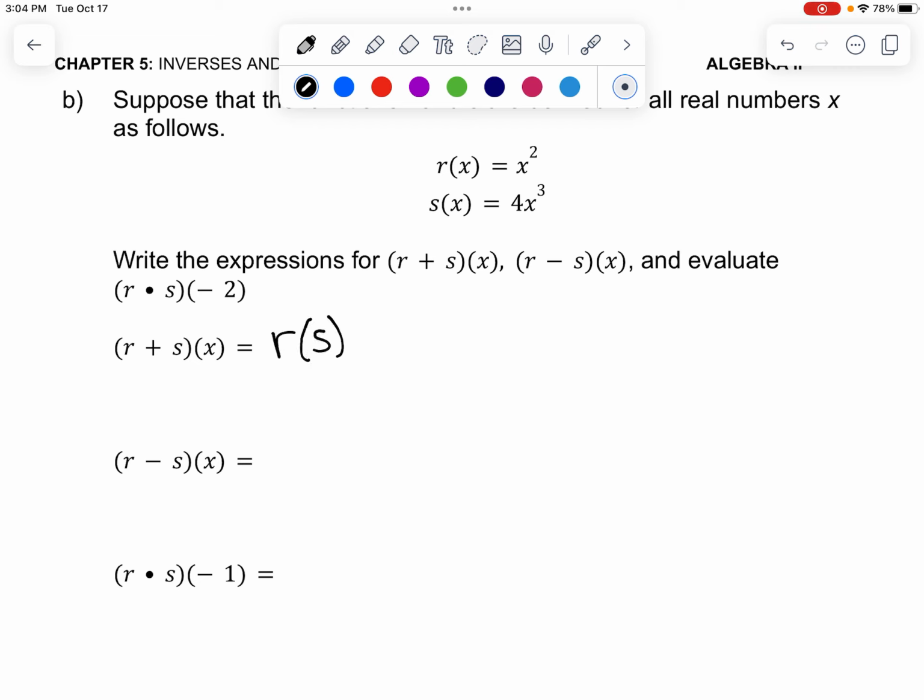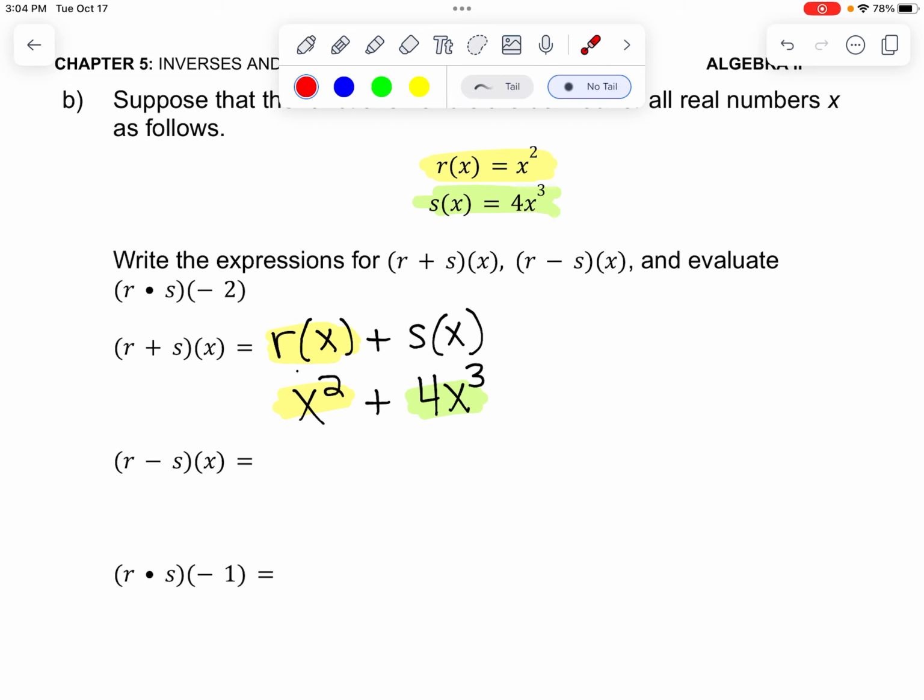So remember, if you have r plus s of x, that's the same as taking r of x plus s of x. And I can find those up here. So r of x is going to be an x squared. S of x is going to be a 4x cubed. So r of x is x squared plus s of x, which is 4x cubed. Now, this specific problem here, these are not like terms, okay? An x squared cannot combine with an x cubed. You're not going to have anything that can combine, so this is as simple as it gets. This would just be your answer here.